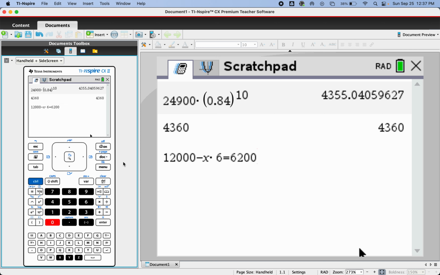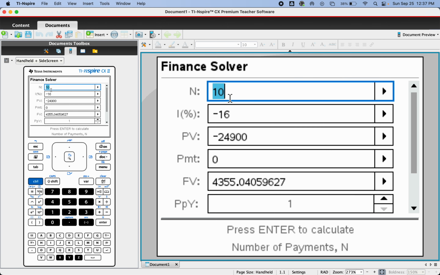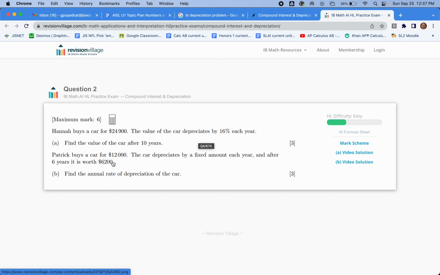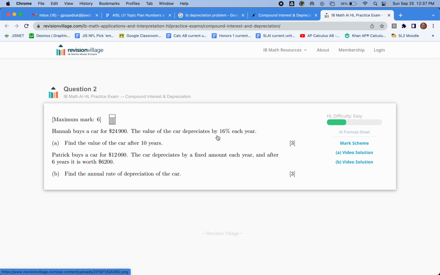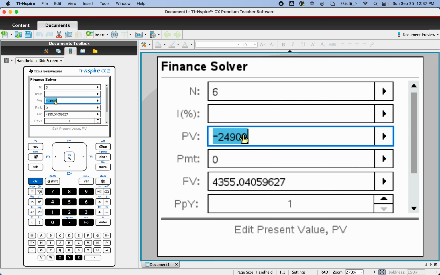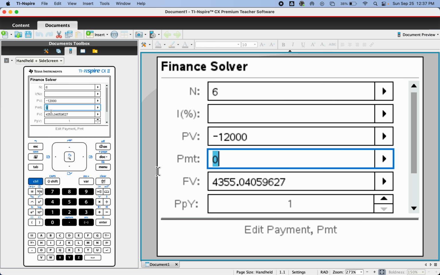The way we'll solve this in the finance solver is to say, now we have a 6-year period. We want the interest rate. This is the thing that's weird: we don't know it, that's what they're asking. What's the annual rate of depreciation of the car? Patrick paid $12,000 for it, so I'll put negative $12,000 in there. The payment is still going to be 0, but the future value is 6,200.